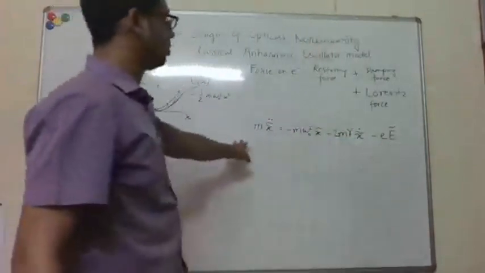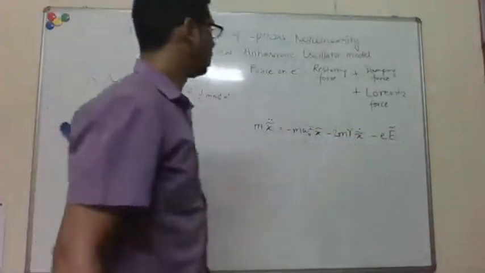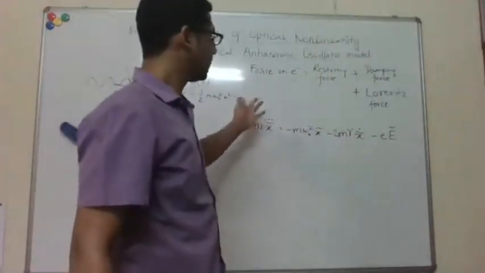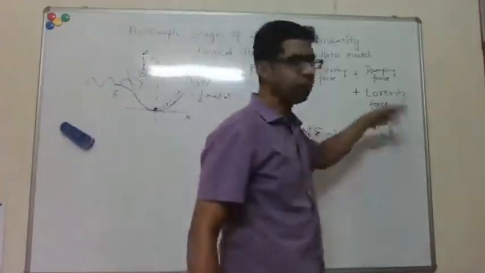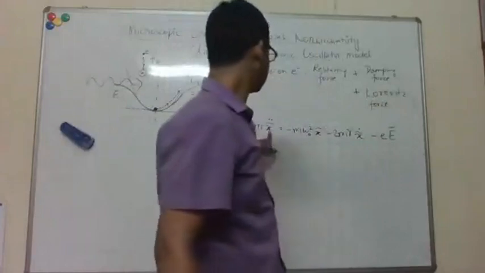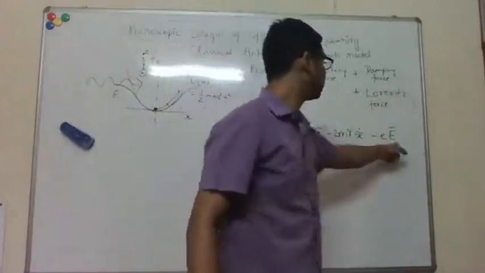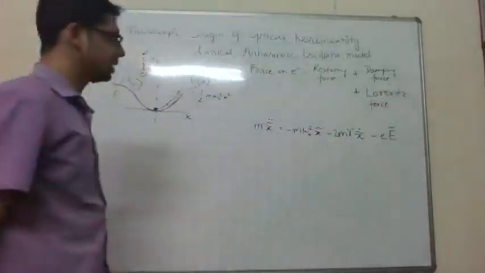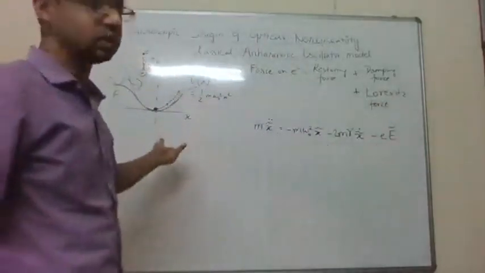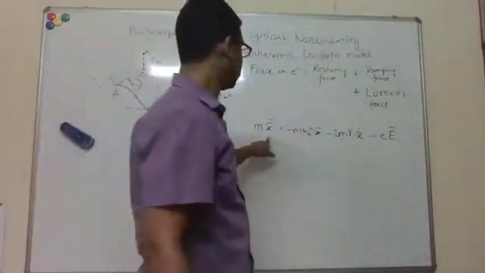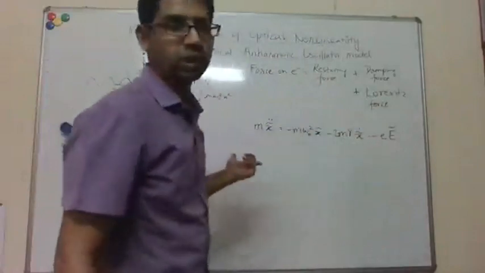If you now solve this kind of equation, you will get that the position variable x varies at the same frequency. This E has some frequency, the incident electric field, and you will see that the position coordinate varies at the same frequency as my input frequency, right? It's like a driven simple harmonic oscillator. So the response is at the same frequency as my drive, and that's the linear response, right?